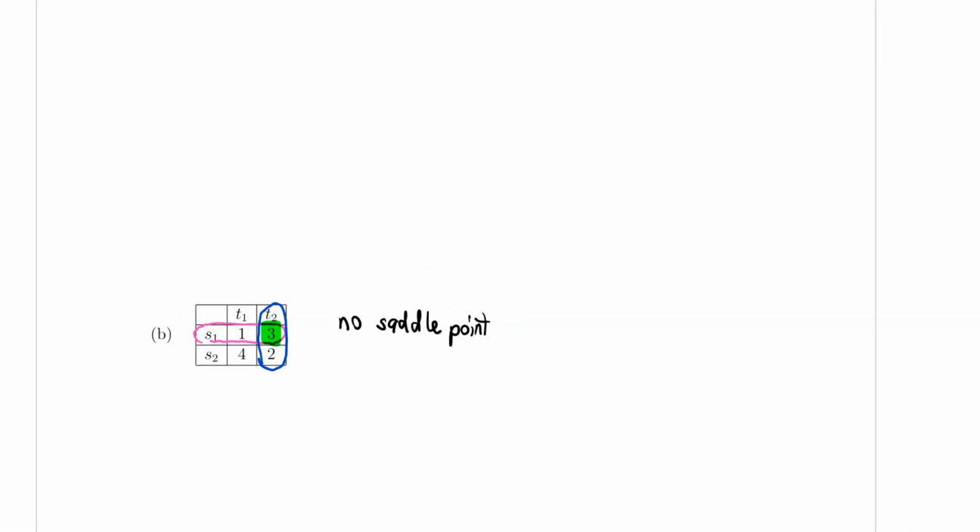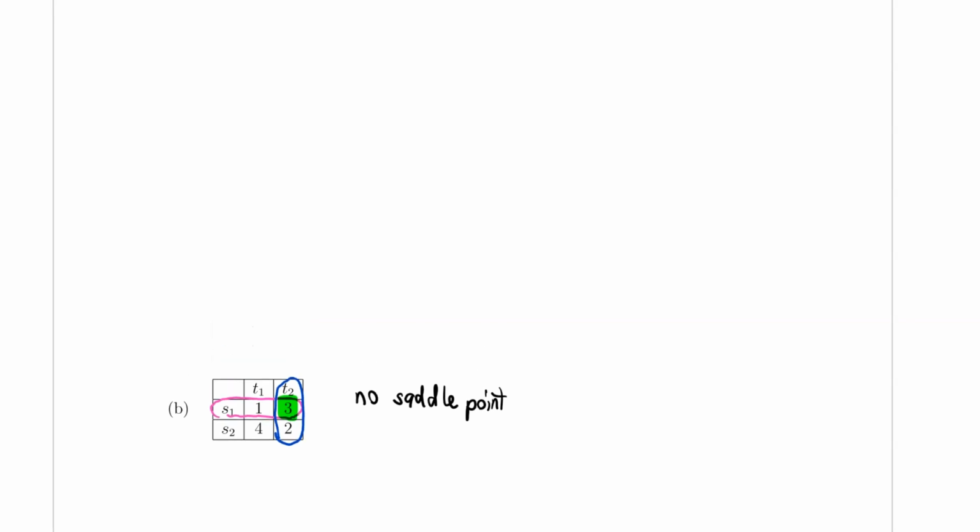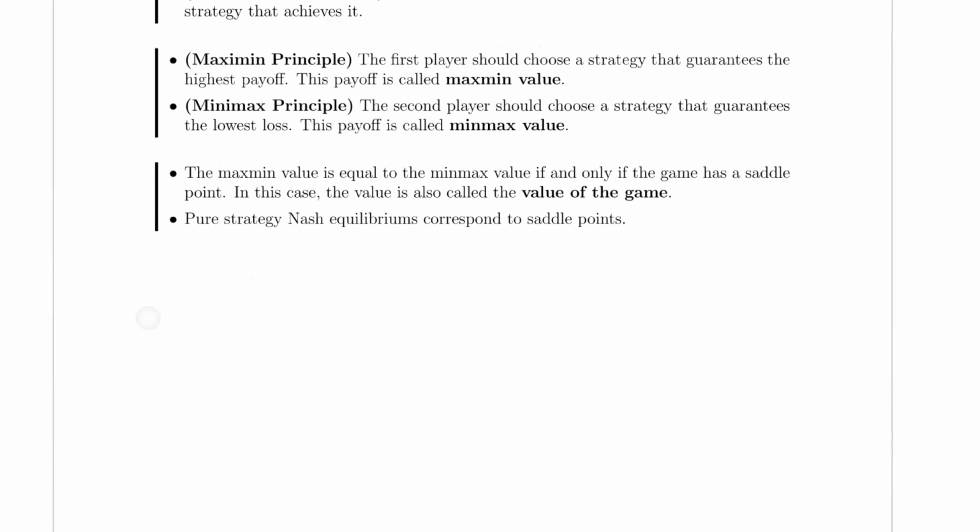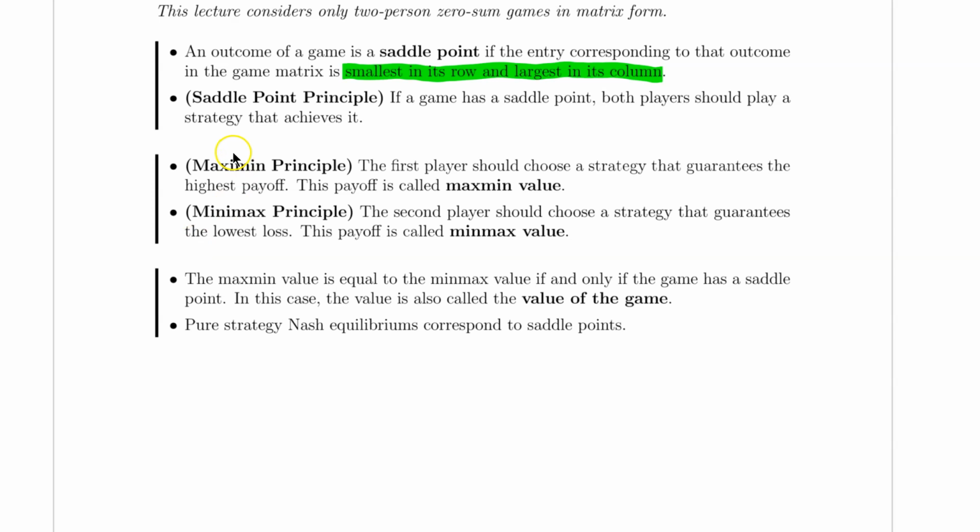Okay, so that's the first new terminology that we have. Now the other two are the max-min principle and the min-max principle. The max-min principle says the first player should choose a strategy that guarantees the highest payoff. And the min-max principle says that the second player should choose a strategy that guarantees the lowest loss.